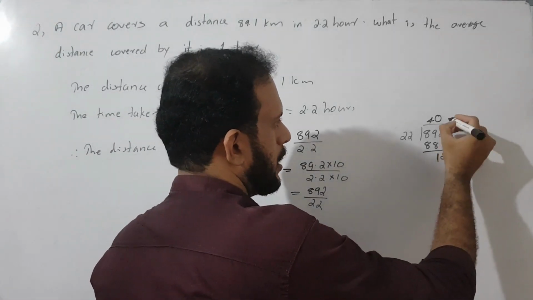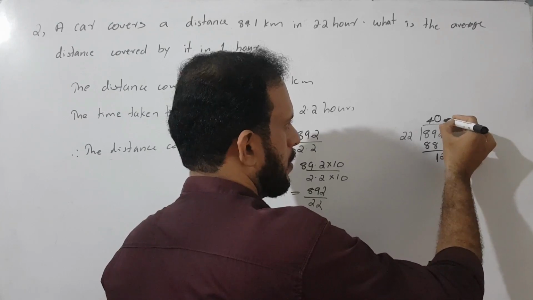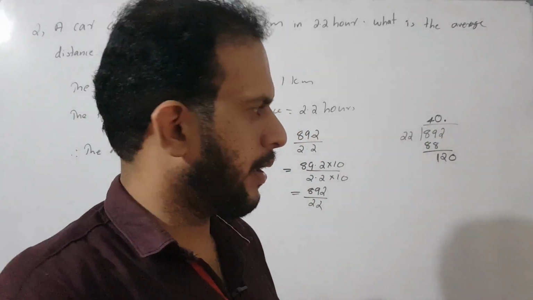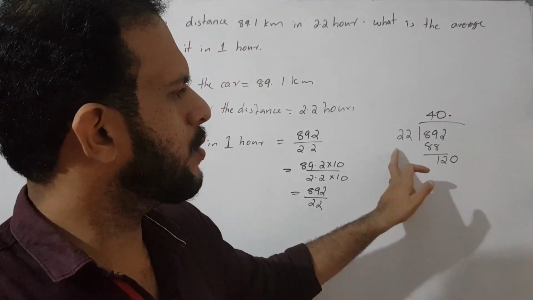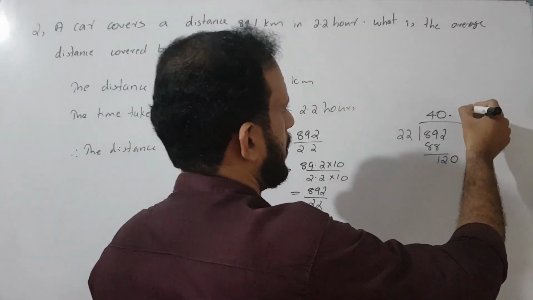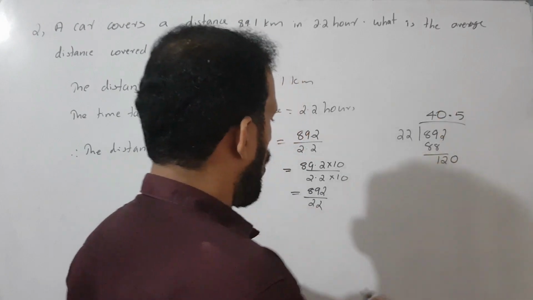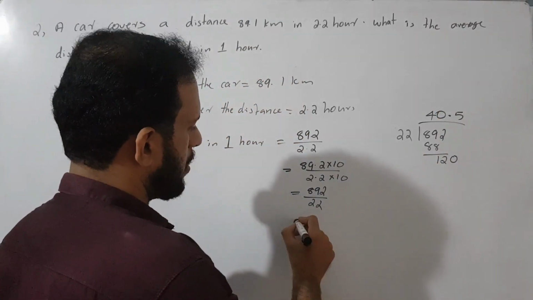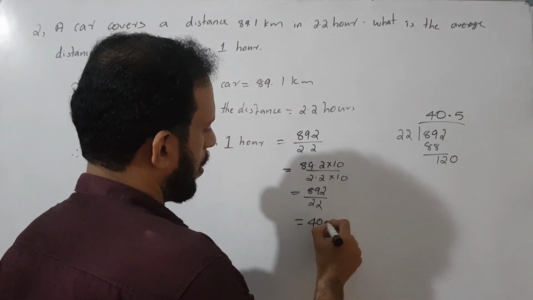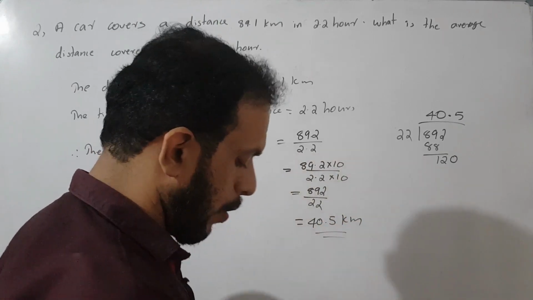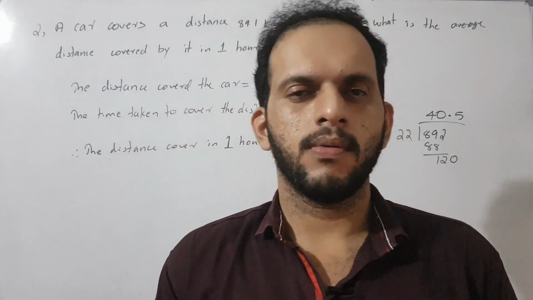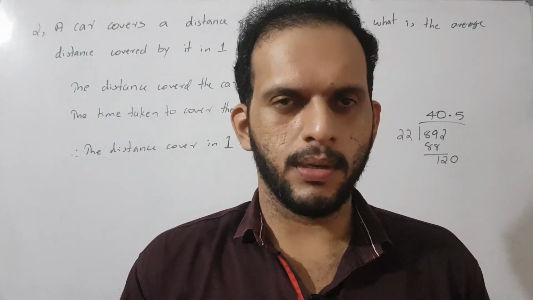In the quotient we put the decimal point. Then how many times? How many times does 22 go into 110? 5 times. Then now what is the answer? The answer is 40.5 kilometers. Then in 1 hour, how many kilometers does it cover? It will cover 40.5 kilometers.